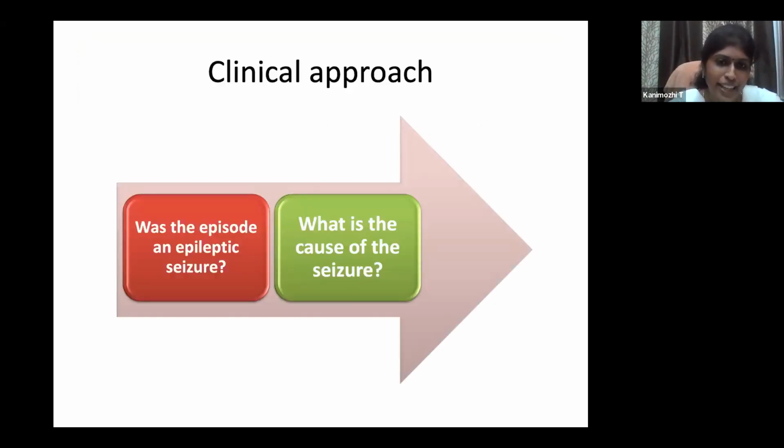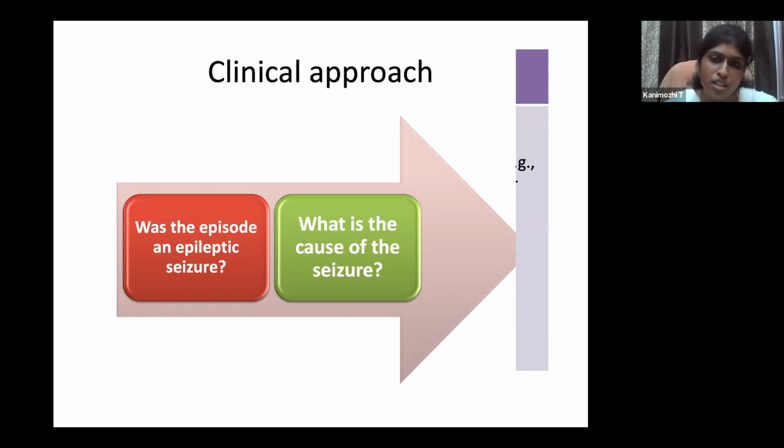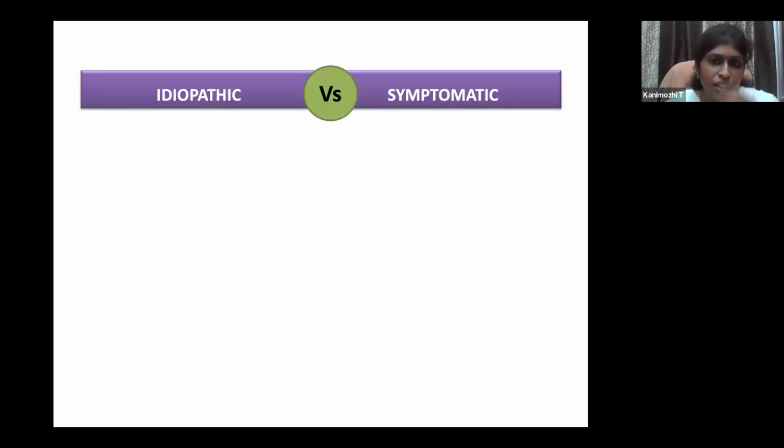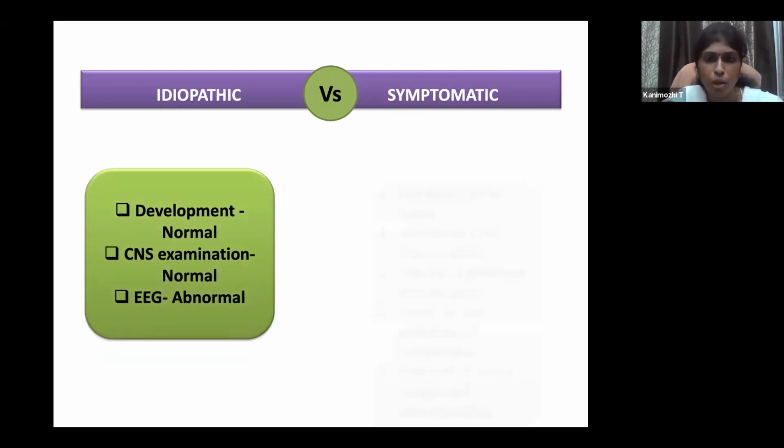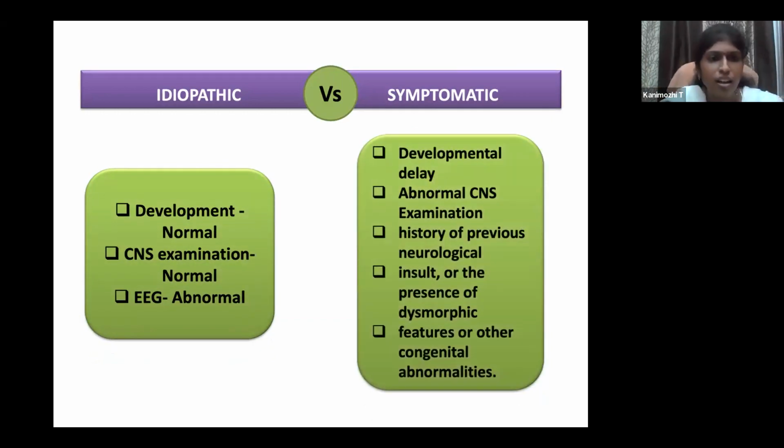Okay, so at the end of the history, we are supposed to come to a conclusion of whether it is an epileptic seizure or not. If it is a seizure episode, then we have to think about what is the cause for the seizure. Even when it is epilepsy, there are certain causes for epilepsy. 50% is idiopathic, all genetic causes, and the rest 50% is symptomatic or probably symptomatic.